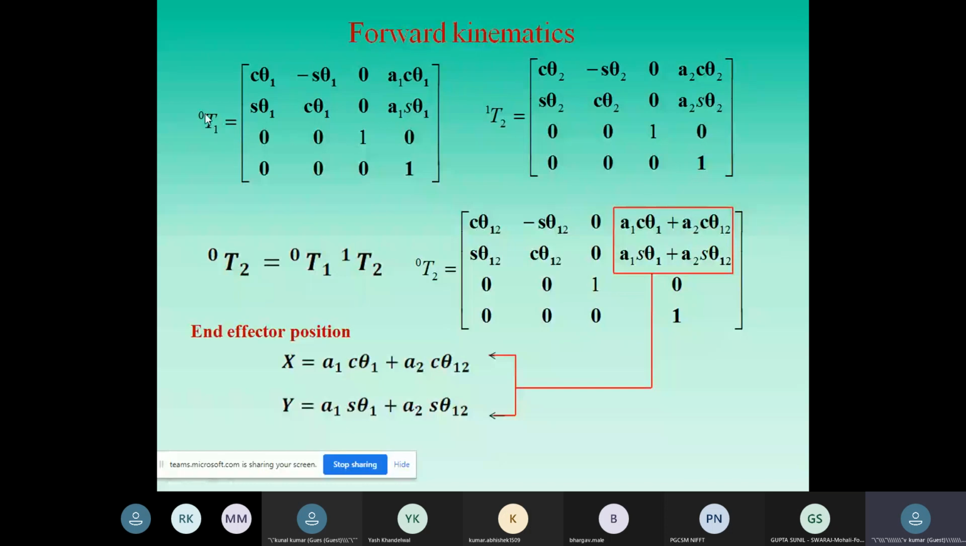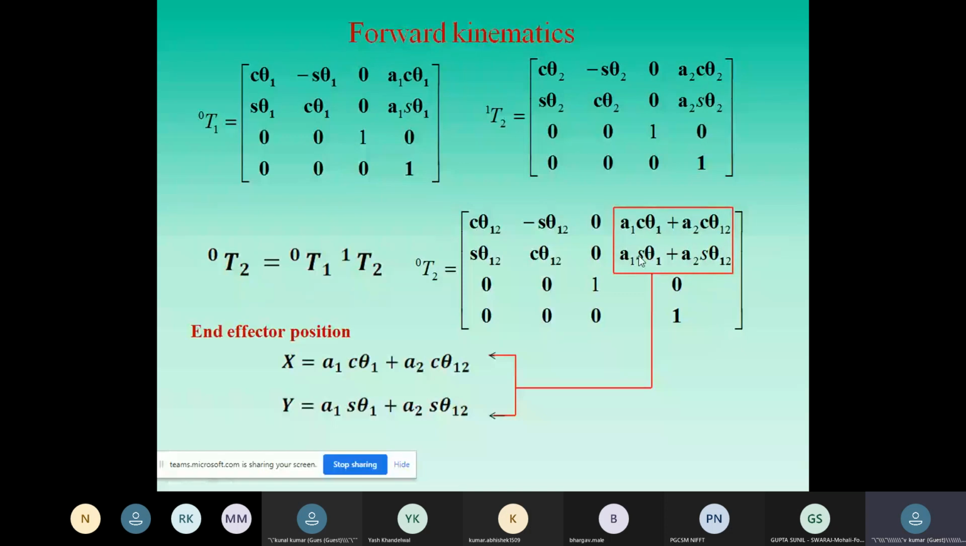And from 1 to 0, 2 to 1, and then multiply as a composite transformation matrix. Then we will find 0 to 2. And 0 to 2 is equal to 0T1, 1T2. And for 0 to 2 we find this matrix, 0T2. The first 3 by 3 matrix is the rotation matrix, which I have already touched on. And the last column is the position.